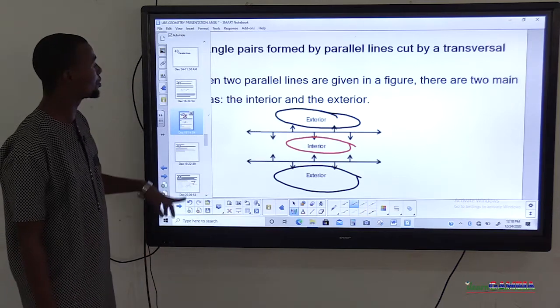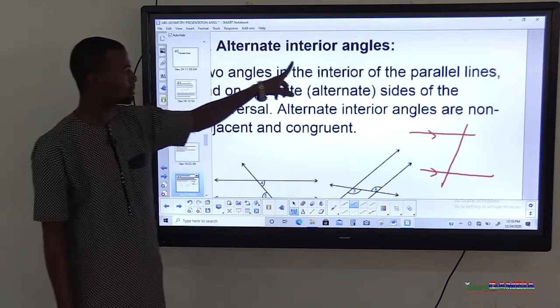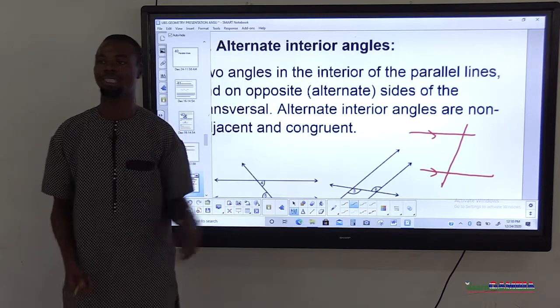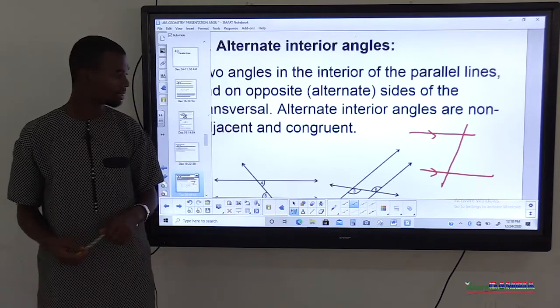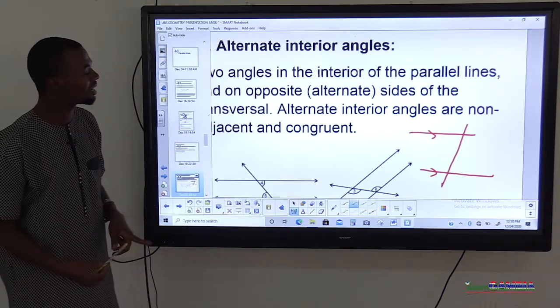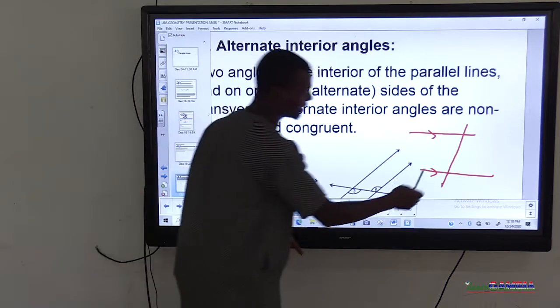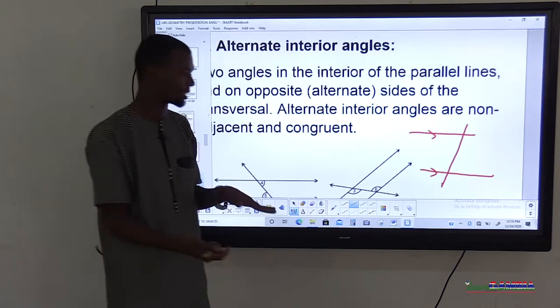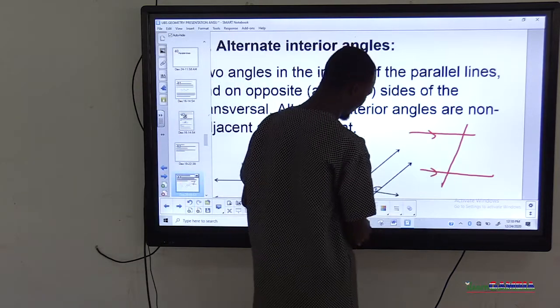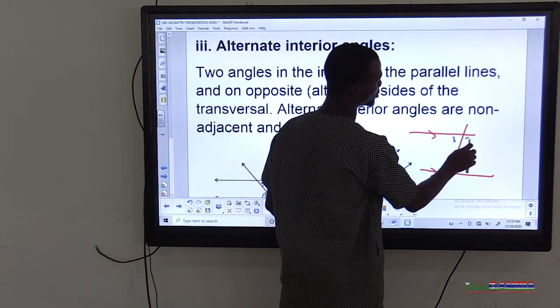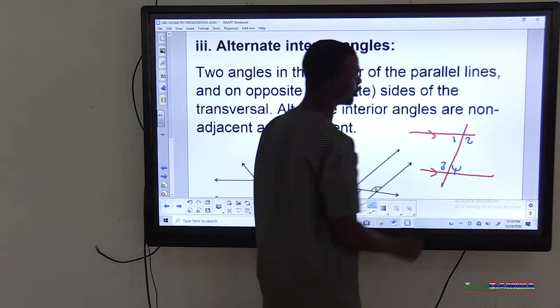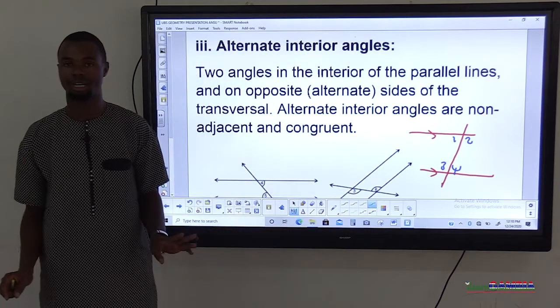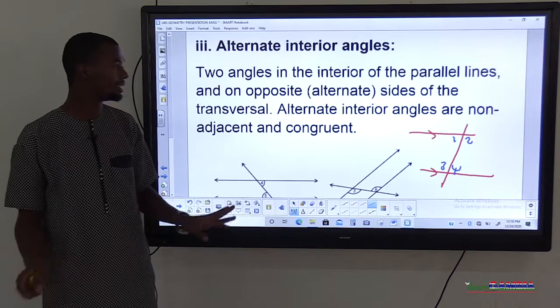So we have to use that knowledge to get our alternate interior angles. First, we have to get the interior angles. The interior angles will be in between the parallel lines. Like here, if we have angle 1, this is 1, 2, 3, 4. These are the interior angles.